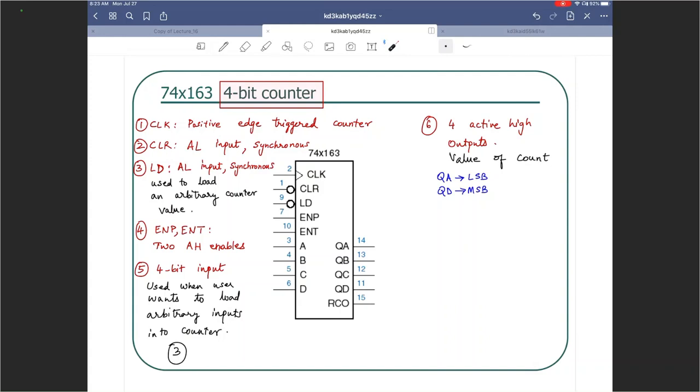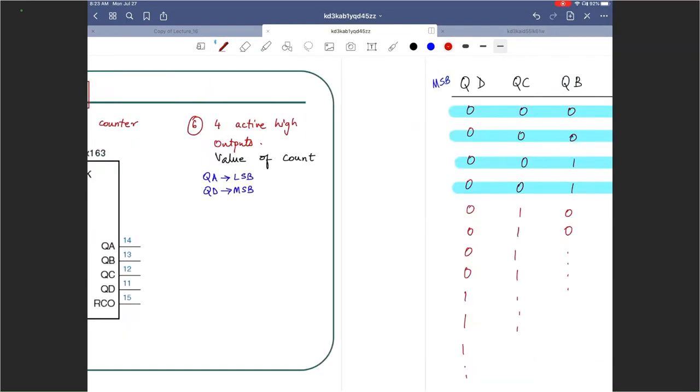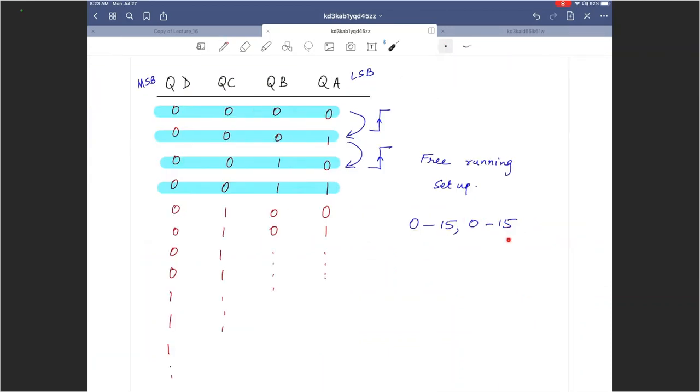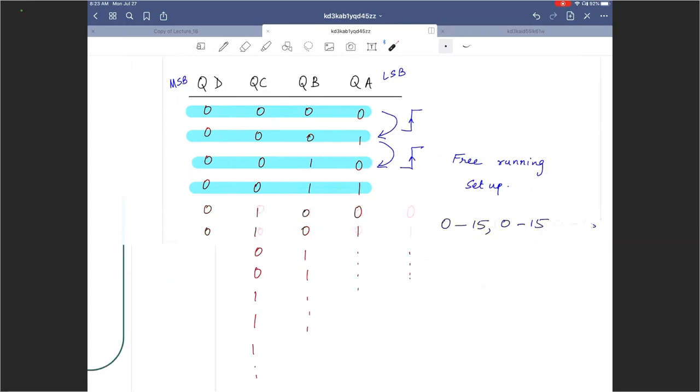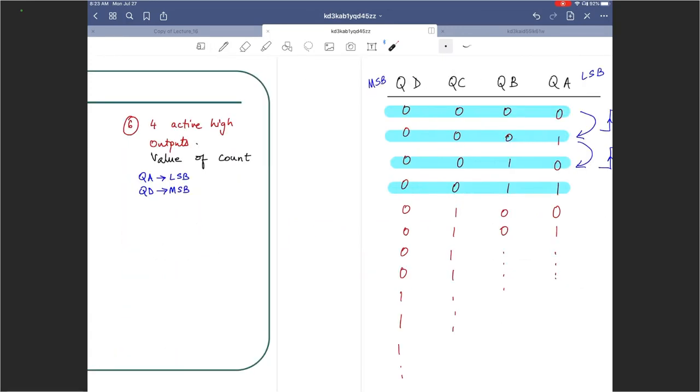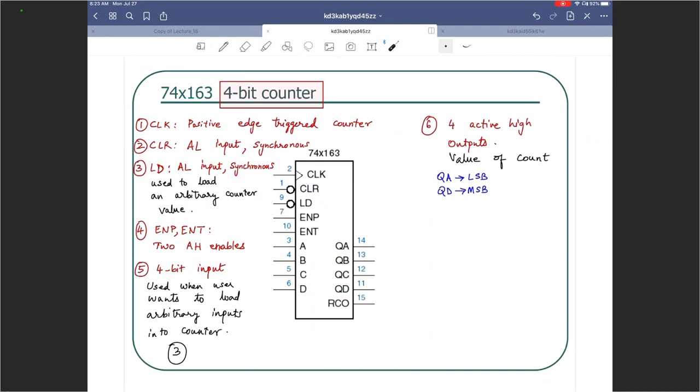All right, let's finish talking about 7. So I have got my 4 active high outputs that indicate the value of the count, which is essentially based off of this table, right? It goes from 0 to 1, 2, 3, 4, 5, and it keeps going 0 to 15 and back to 0 to 15, and it keeps repeating in that pattern. If it was connected in a free running setup, the way it is right now, just deactivate clear, enable the chip, and give it a clock. That's it, and then it'll keep counting.